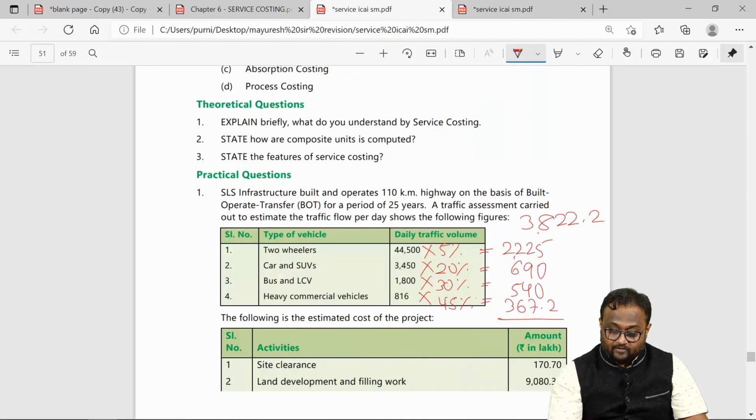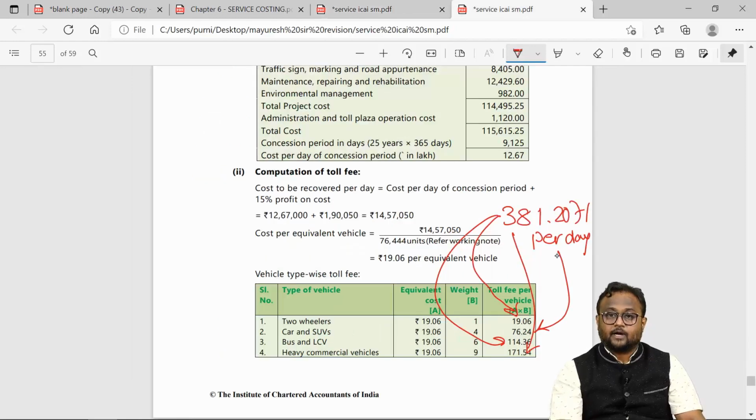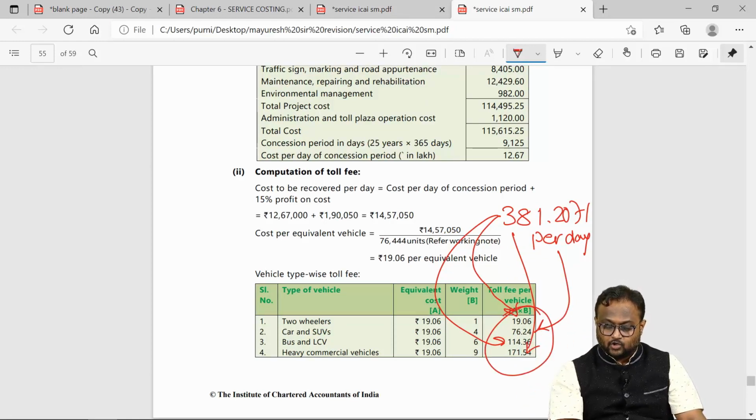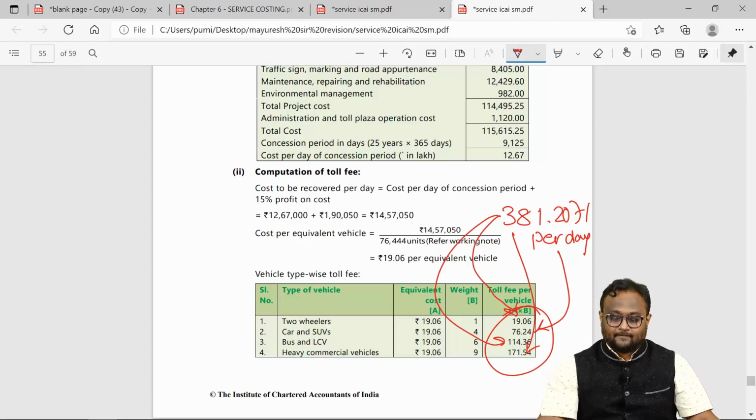You calculate weighted average like this, weighted average vehicles. I have so many vehicles, I'm not interested in that. Weighted average vehicles per day are 3822.2. So cost per vehicle per day is 381.2071 something. If this is the total weighted average cost, if you apply 5%, 20%, 30% and 45%, you will get this toll to be charged to the customer. So it is that simple.